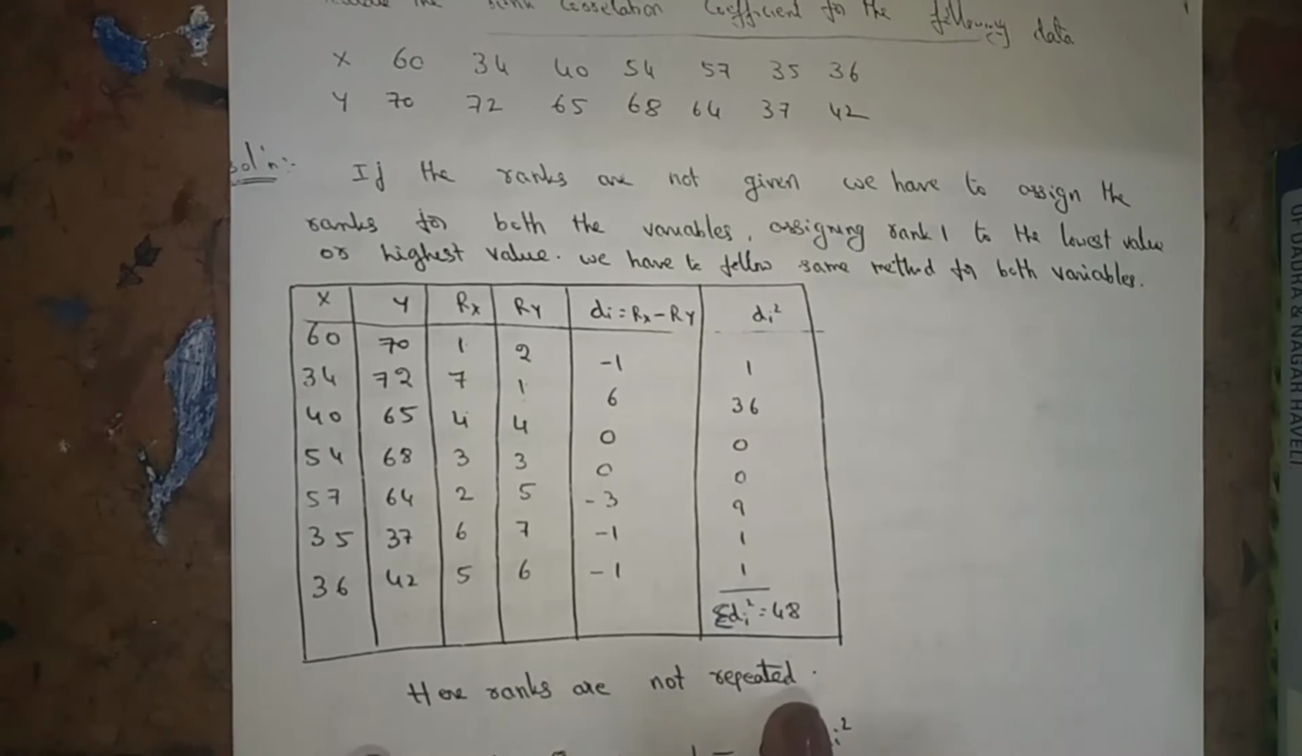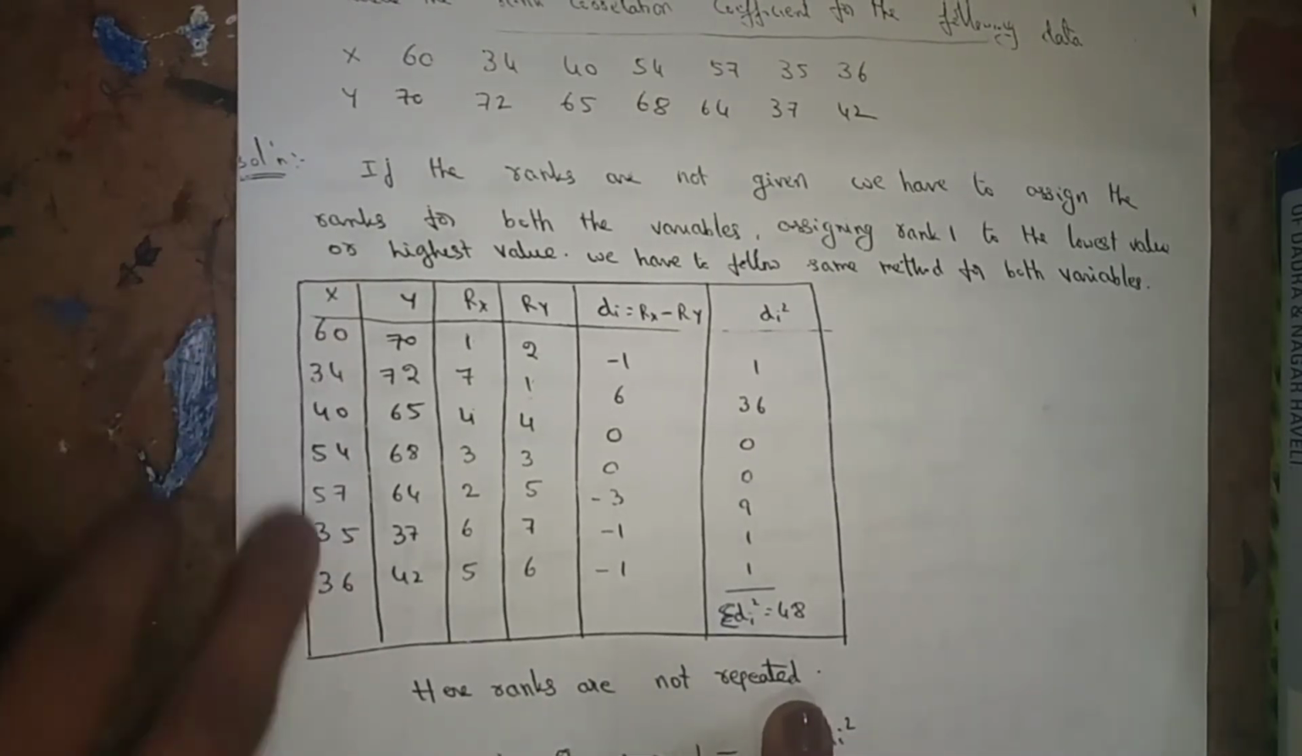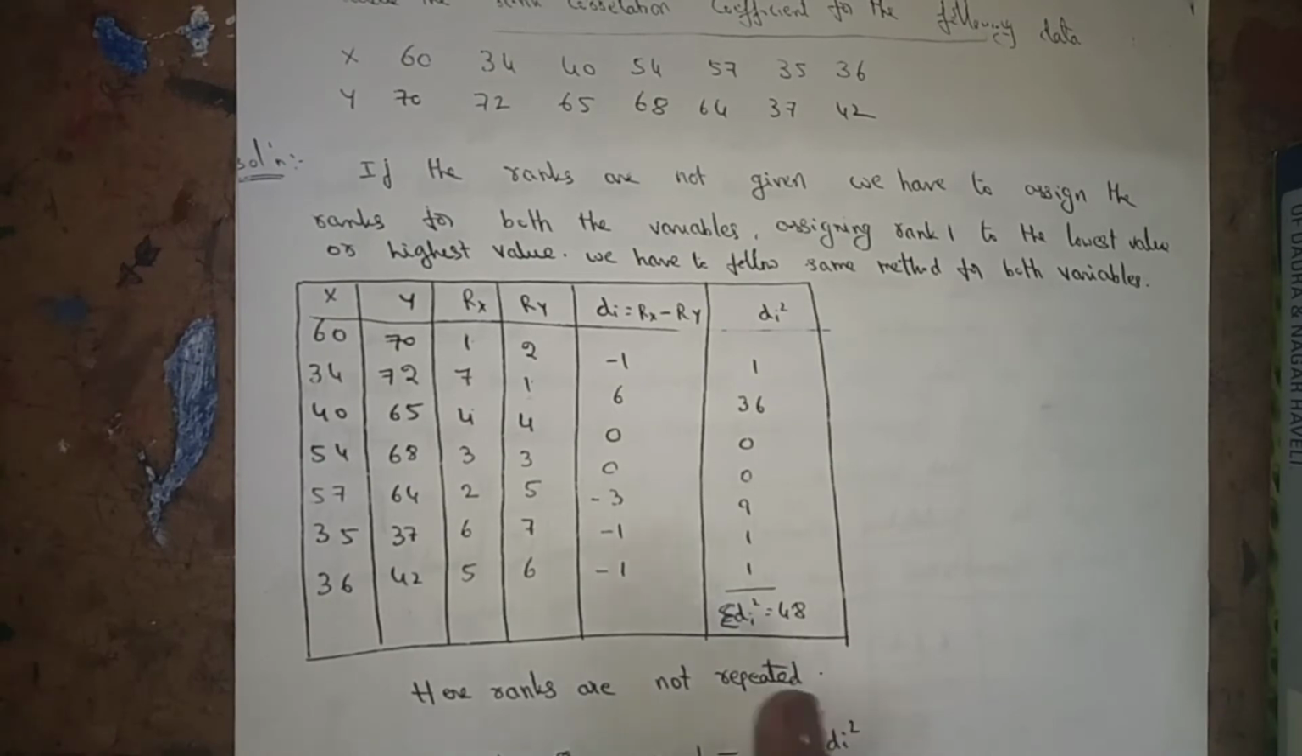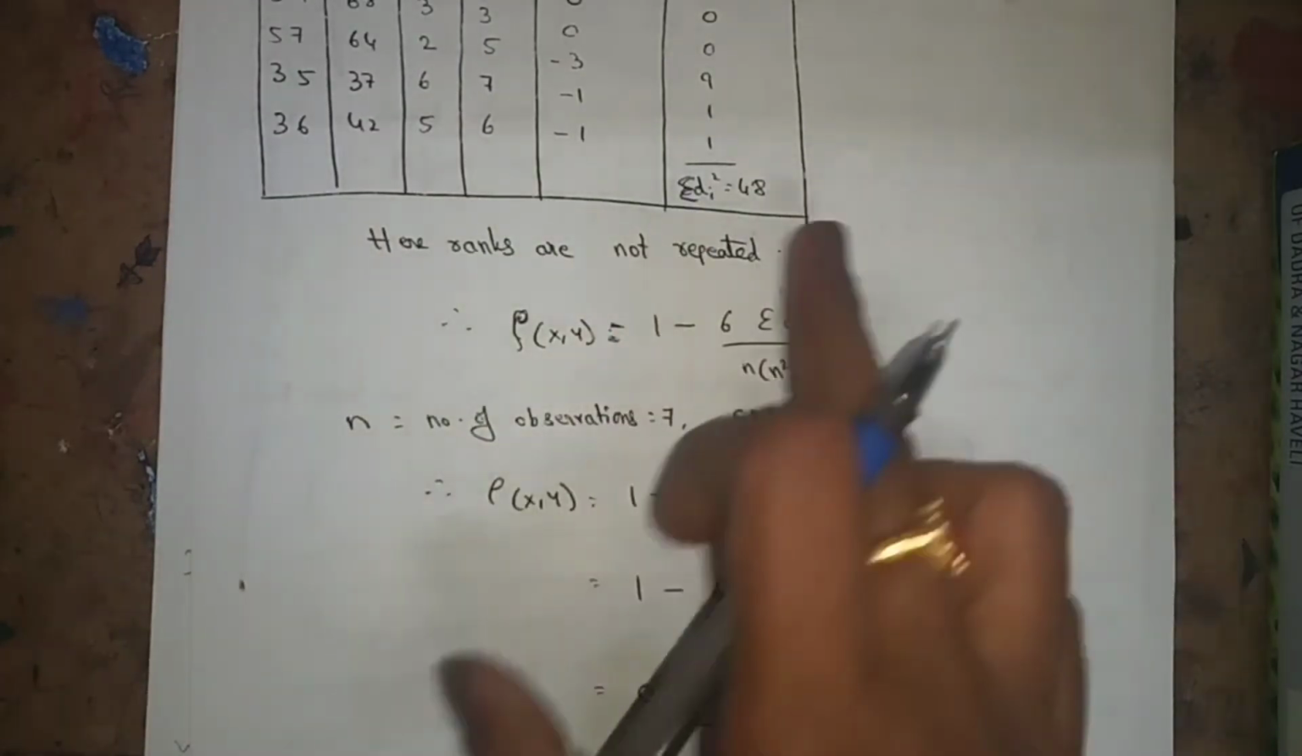Here the ranks are not repeated. See, all the values, x values and y values, are distinct, different. We won't get any repeated ranks or equal ranks, because the complete data is distinct. Whenever the data is repeated or equal, or some ranks are equal, then we have to use the second formula. Here we will use the first formula, since the ranks are not repeated.